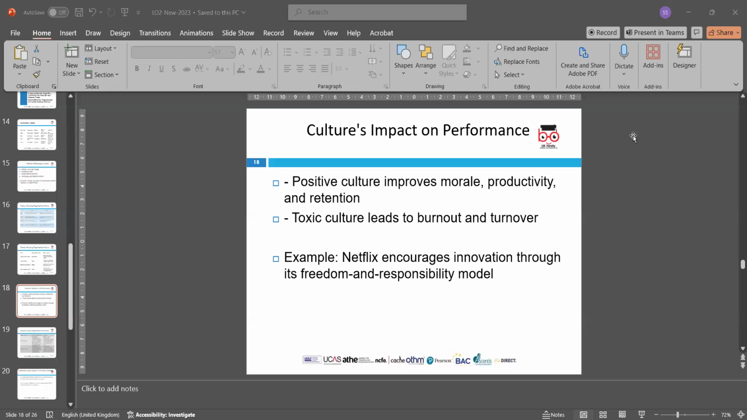And of course, it impacts the organization because when the organization environment is toxic, it leads to absenteeism, burnout, a very high resignation rate, and ethical failure. Sometimes a weak ethical culture can lead to scandals.